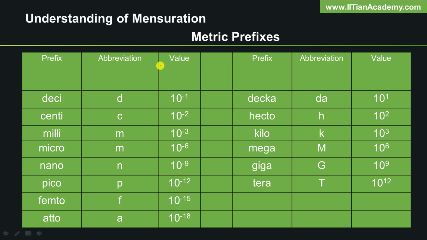Here, we have to learn prefix, abbreviation, and value. Start with prefixes like deci, centi, milli, micro, etc., and the values as 10 to the power minus 1, 10 to the power minus 2, 10 to the power minus 3, 10 to the power minus 6, like that. Also, deca, hecto, kilo, etc. are in positive powers of 10. Hence, the values are 10 to the power 1, 10 to the power 2, 10 to the power 3, etc.